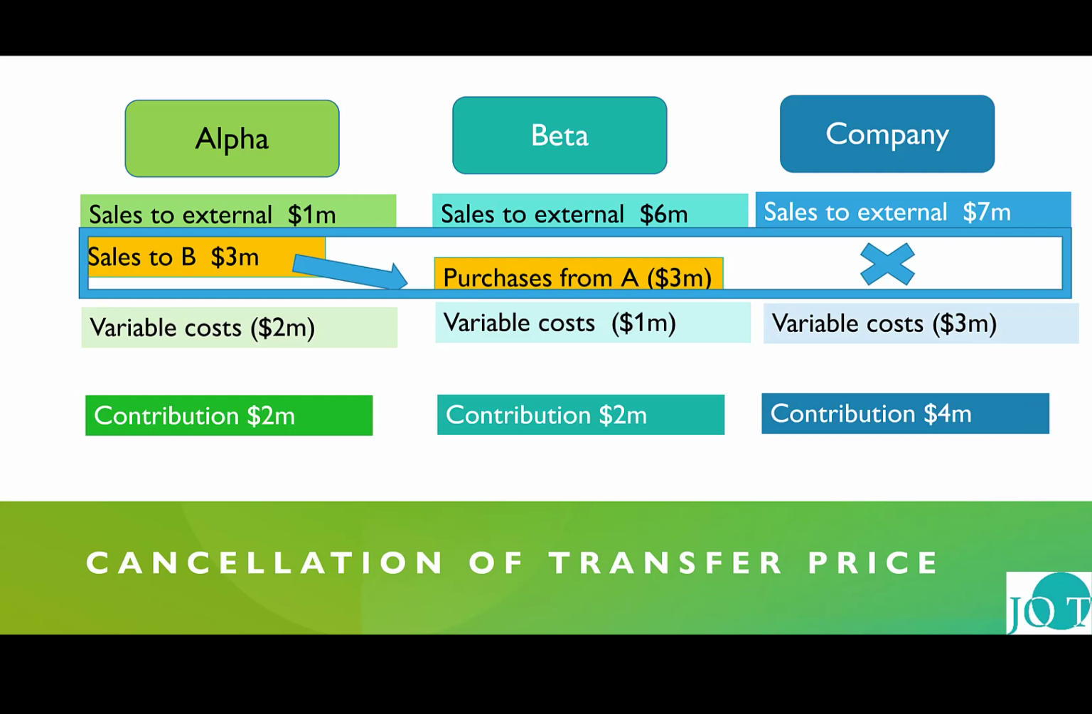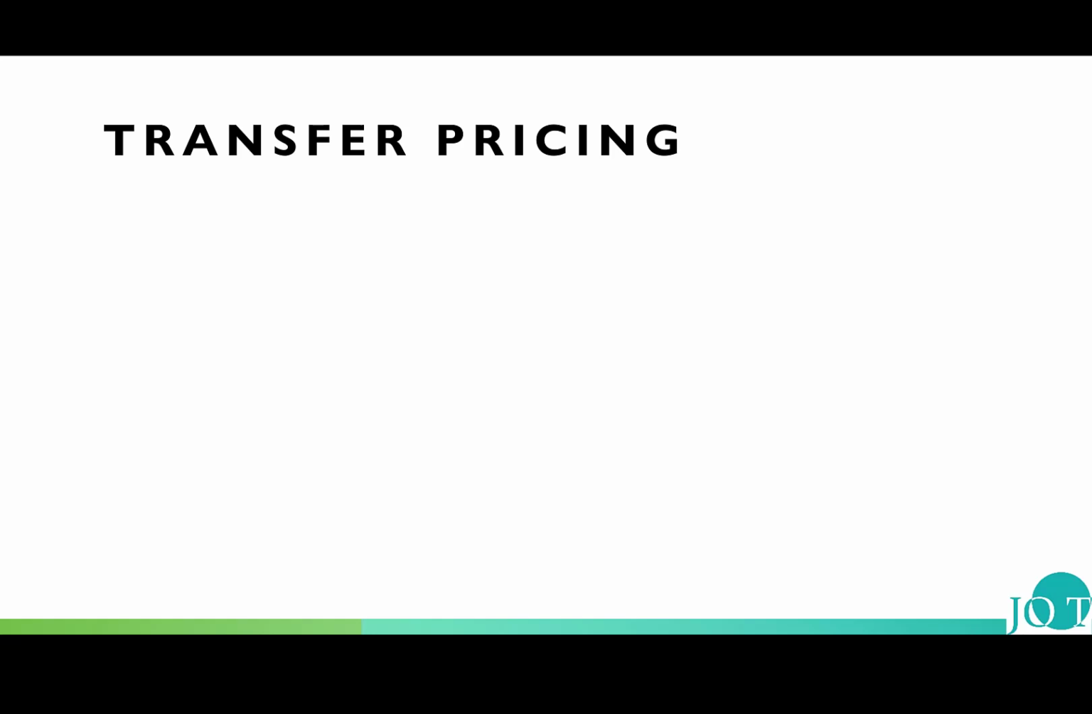because they cancel on consolidation. So it makes no difference to the company what the price between the 2 is, because on consolidation it cancelled out. The trick though is to set that price so it motivates them both to act in the best interests of the company. And that will depend on what's going on in the external environment, whether there's an external supplier, whether there's spare capacity in Alpha, and whether they're able to sell all they can externally before selling internally to Beta. So how do we set that transfer price?